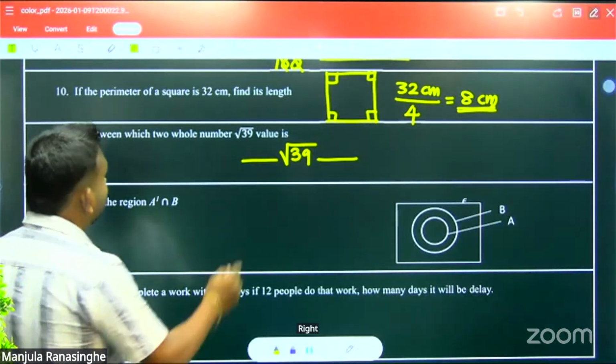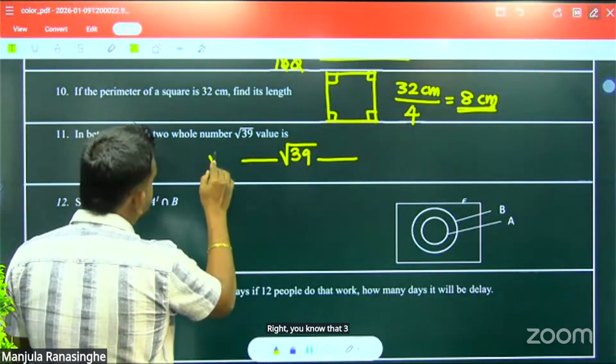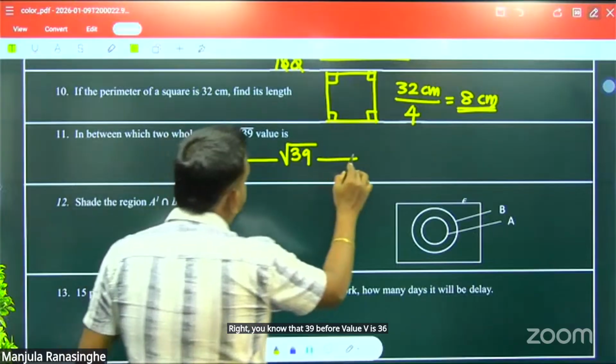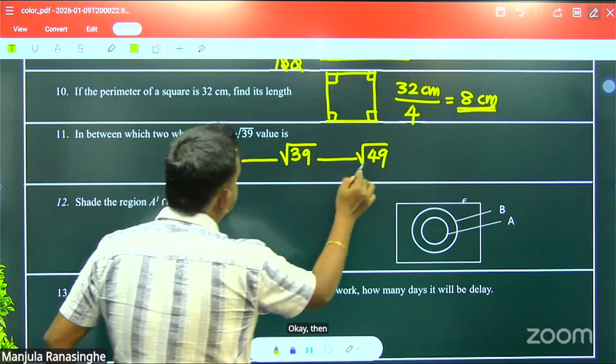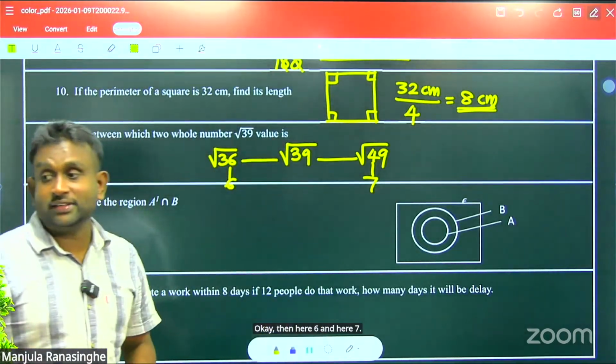Right. You know that the perfect square before 39 is 36. After 39, the perfect square is 49. Then here 6 and here 7. So the answer should be 6 and 7.